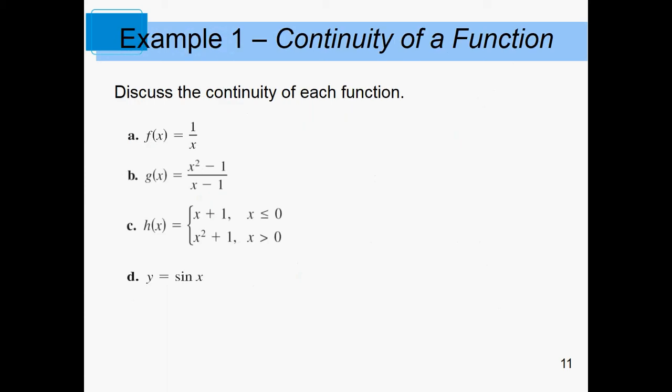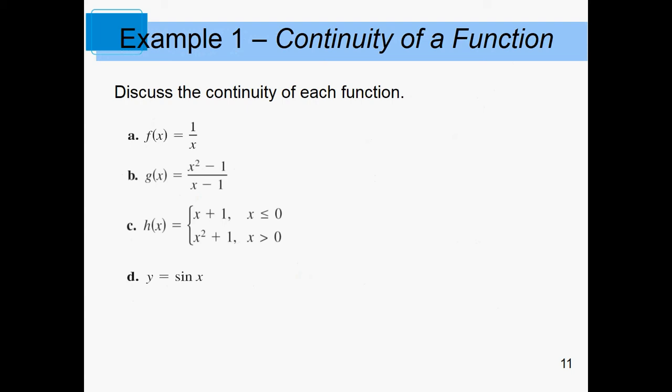So let's look at four functions and discuss the continuity of each one of them. 1 over x. Is it continuous, first off, over the entire real number line? Is there anywhere where it has a discontinuity? How do we know? Well, I told you just a second ago, if there's any number that makes the denominator go to zero, there's going to be a discontinuity of some kind. So, what can I plug in to make the denominator go to zero? Zero. So there's obviously a discontinuity at zero.